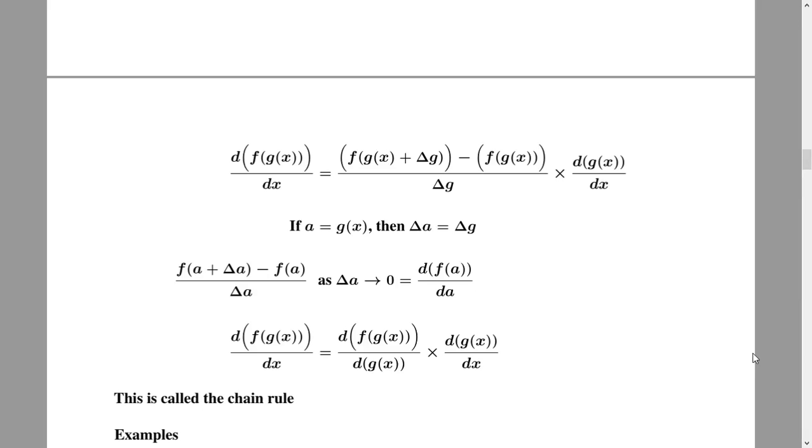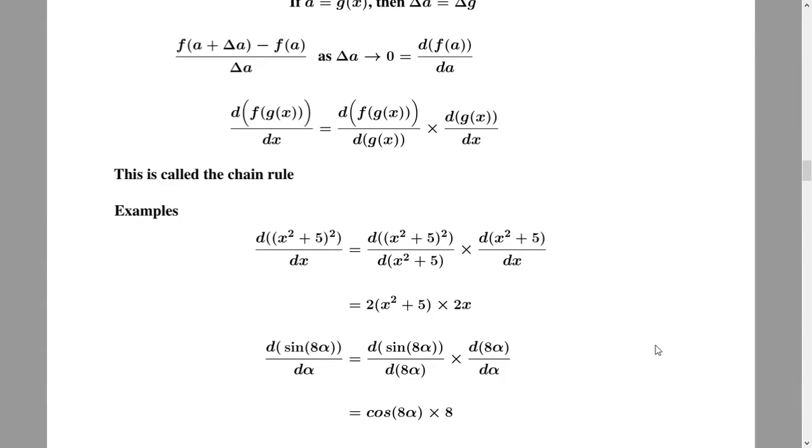So let's look at a few examples. Suppose you want to find the derivative of x square plus 5 whole square with respect to x. You can first find the derivative of x square plus 5 whole square with respect to x square plus 5, and then multiply it with the derivative of x square plus 5 with respect to x. For the first derivative, you can replace x square plus 5 with y, and so this becomes d of y square by dy, which is quite simple to find out. And once you know the answer, you can replace y again with x square plus 5, and this is the answer you will get.